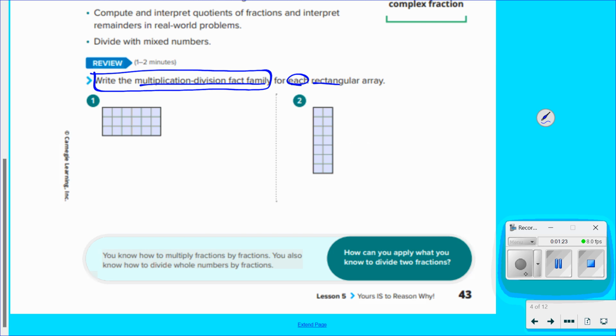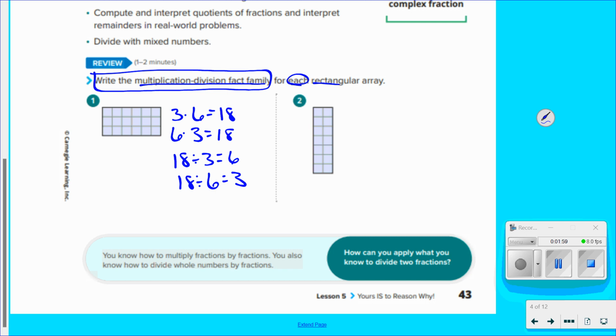Go ahead. Good. So what was my length? And what was my width? And that equaled 18. So how else could you write it? Good. 6 times 3. What else could I do? 18 divided by 3. Awesome. Okay, so there's your fact family, right? Is everybody good with that? Okay, what about for number 2?